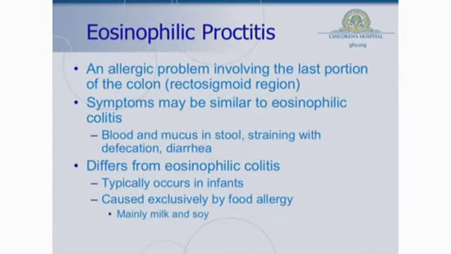And then lastly, there's eosinophilic proctitis. Eosinophilic proctitis is an allergic problem, and it's usually seen in infants. It usually involves the very most distal portion, the very last portion of the colon, called the rectosigmoid region. Usually it is associated with blood and mucus in the stool, diarrhea sometimes, straining sometimes, but it differs from eosinophilic colitis as a whole in that it usually occurs only in infants, and it usually is caused by food allergy, in particular things that are in their formulas like milk or soy proteins.